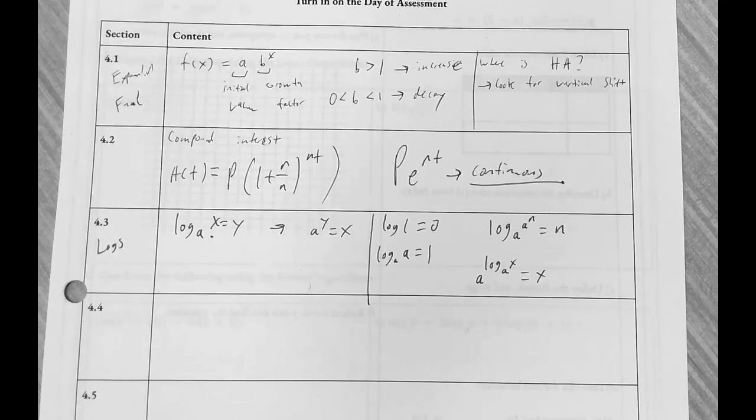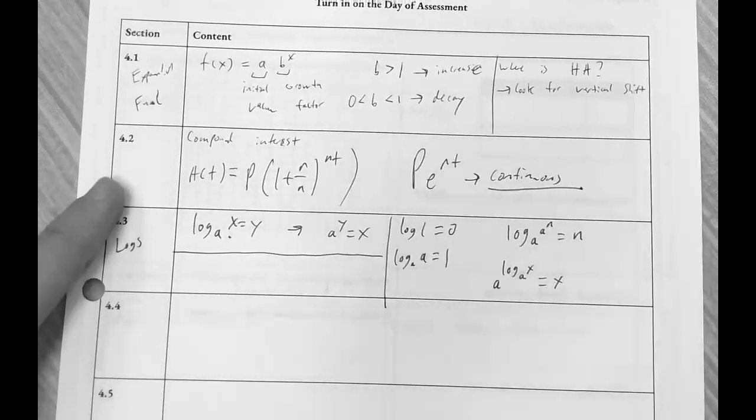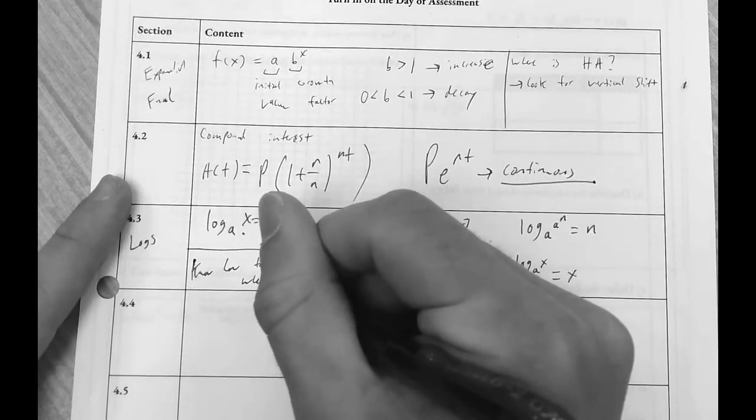Okay? We also graphed logs. Yeah, so similar to 4.1, know how to sketch logs. And you were looking for the vertical asymptote. Where is the vertical asymptote? We're going to do one of those problems in a moment. So we've got to practice with that.